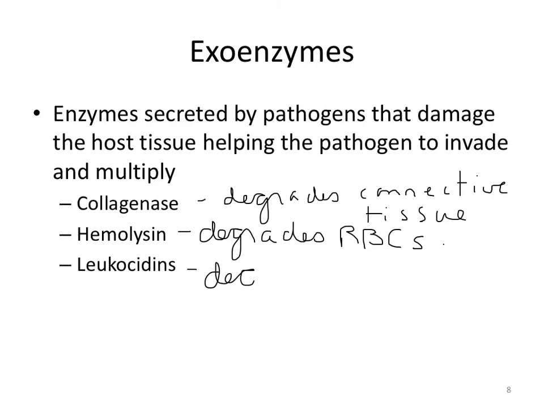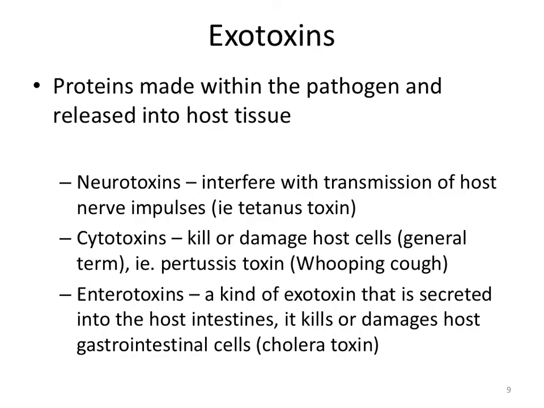Leukocidins degrade or break down white blood cells, in other words, cells of the human immune system, thereby helping to make sure that the host is damaged and the microbe thrives. A lot of different pathogens can make one, two, or all three of these types of exoenzymes. Exotoxins are proteins that are made within the pathogen that are released into host tissue. So they're made by the pathogen and then they're secreted out of the pathogen and they go into the host tissue.